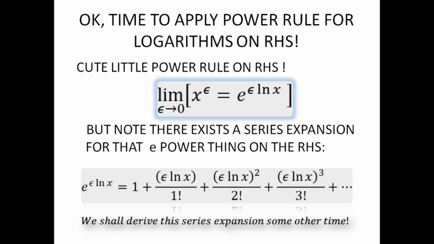ln x. But note there exists a series expansion for that e power thing on the right hand side, and that's called the exponent series. According to the exponent series, we can write e power epsilon ln x as 1 plus epsilon ln x by 1 factorial plus epsilon ln x squared by 2 factorial plus epsilon ln x cubed by 3 factorial plus so on. So we shall derive this expression later, some other time in our channel.